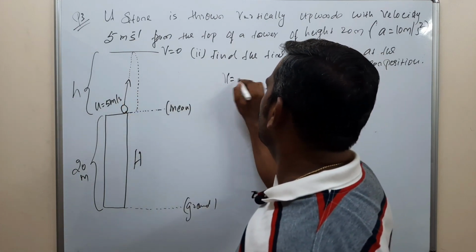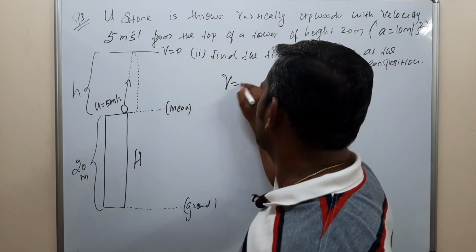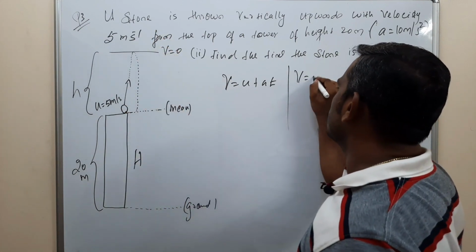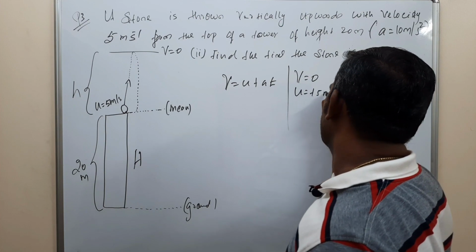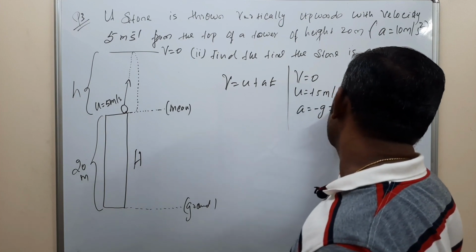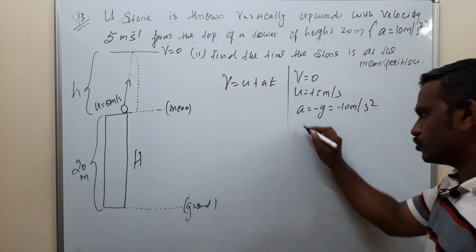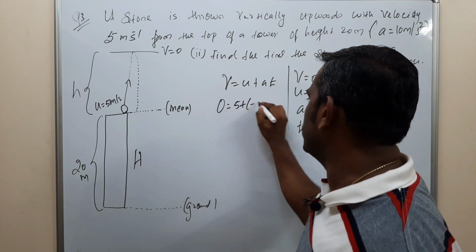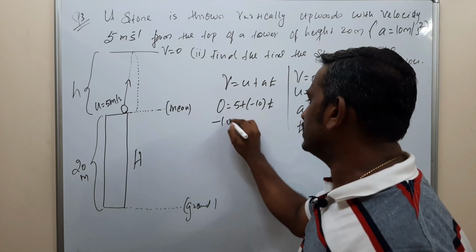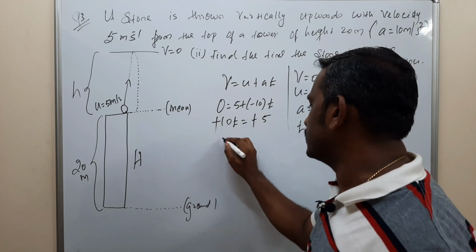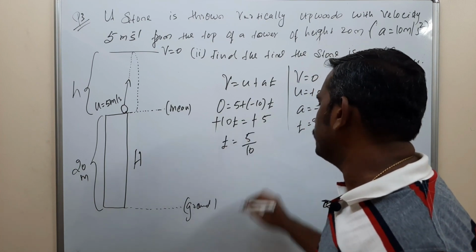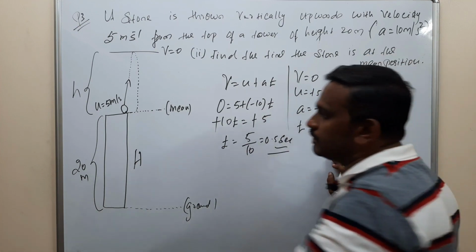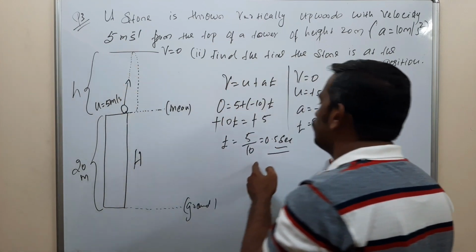Okay. So I am using the kinematic equation, v is equal to u plus at. So when it reaches the maximum height, v is equal to 0. u is equal to plus 5 meter per second, a is equal to minus g, that is minus 10 meter per second square. So t I am finding out. Substitute the values. So 0 is equal to 5 plus minus 10 into t. So minus 10 t is equal to minus 5. Minus minus cancel. t is equal to 5 by 10, that's equal to 0.5 seconds. So the time taken by the stone to reach the maximum height is 0.5 seconds.